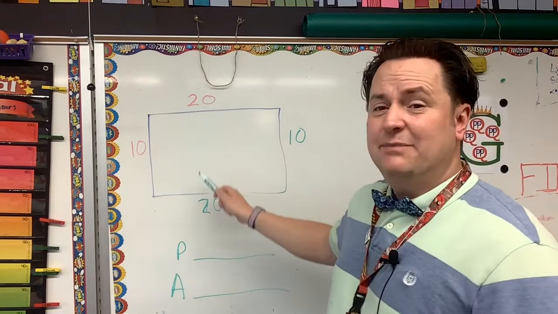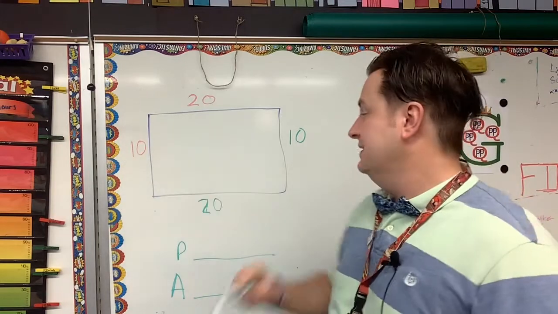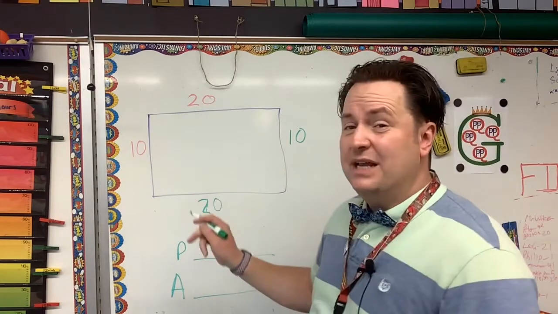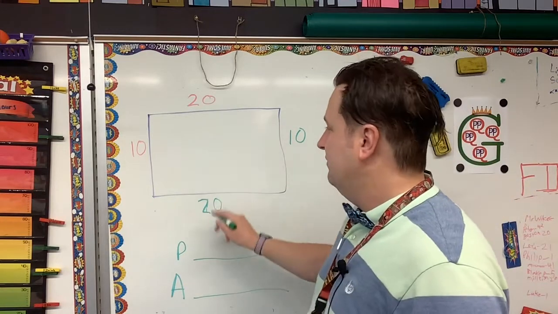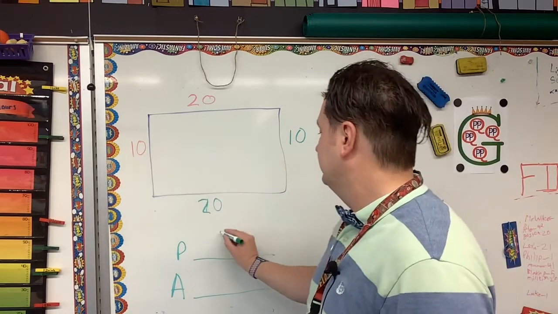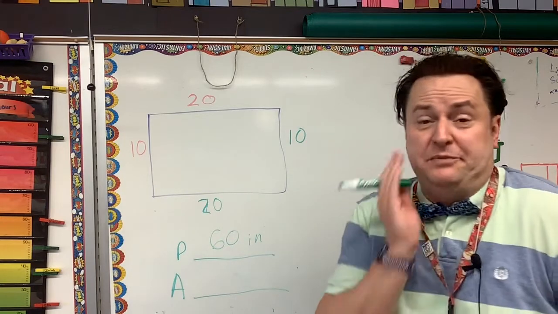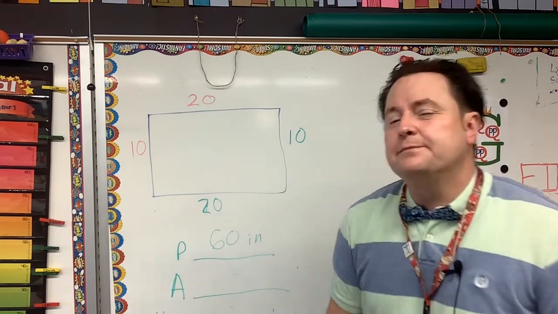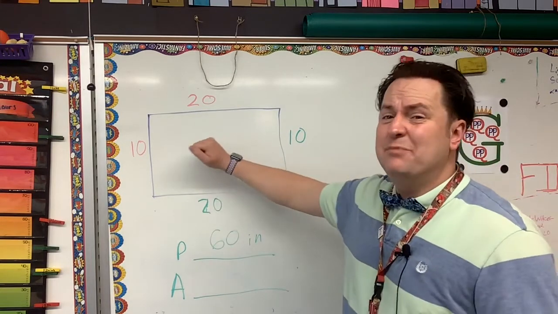So we have 20 plus 20 is 40, plus 10 is 50, plus 10 is 60. So that means our perimeter, because that was around, is 60. And we're just going to put inches there. I forgot to put that on there. Whoops.